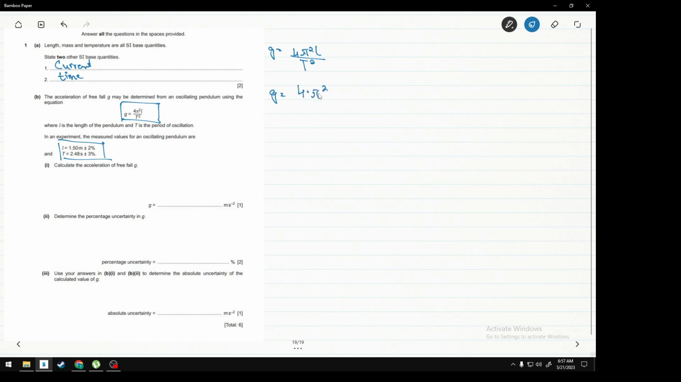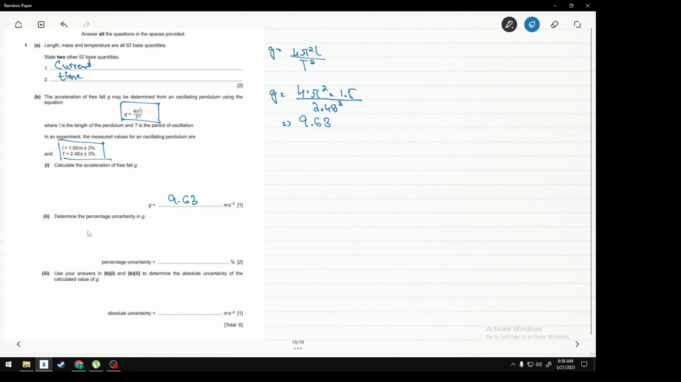4 pi square times 1.5. Everything is in standard units, so we don't need to convert anything right now. 2.48 square, right? So G comes down to 9.63. Yeah, 2 decimal places or 3 significant figures. So you can use 3 significant figures in your answer. So 9.63.